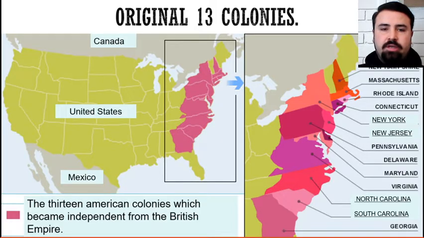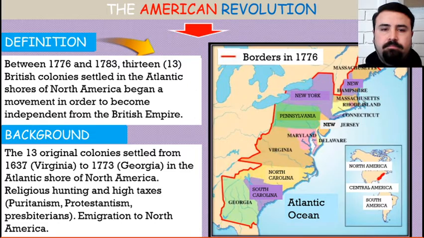Original 13 colonies. The 13 American colonies which became independent from the British Empire were the following: New Hampshire, Massachusetts, Rhode Island, Connecticut, New York, New Jersey, Pennsylvania, Delaware, Maryland, Virginia, North Carolina, South Carolina, and Georgia.